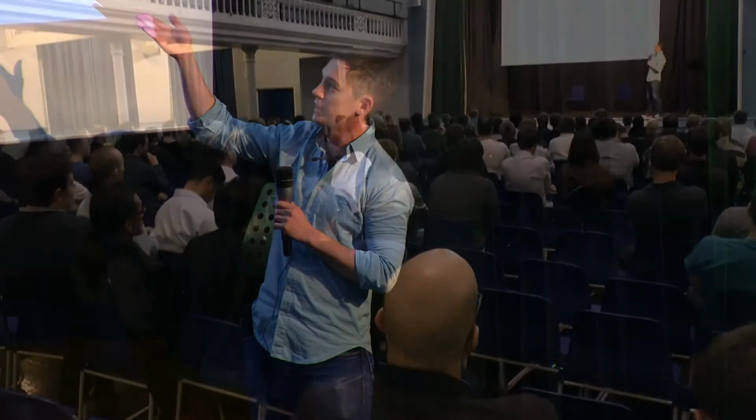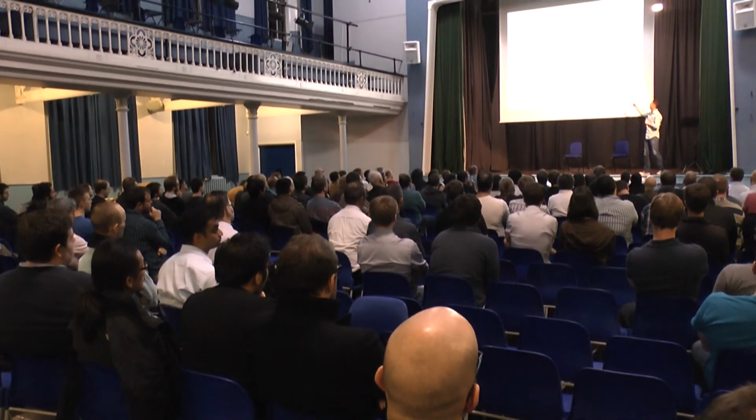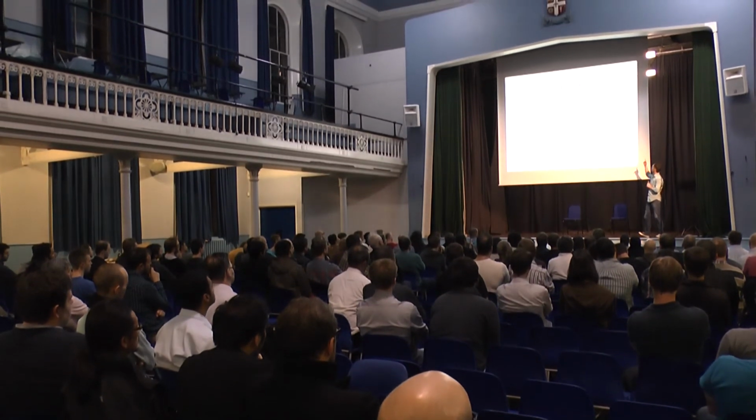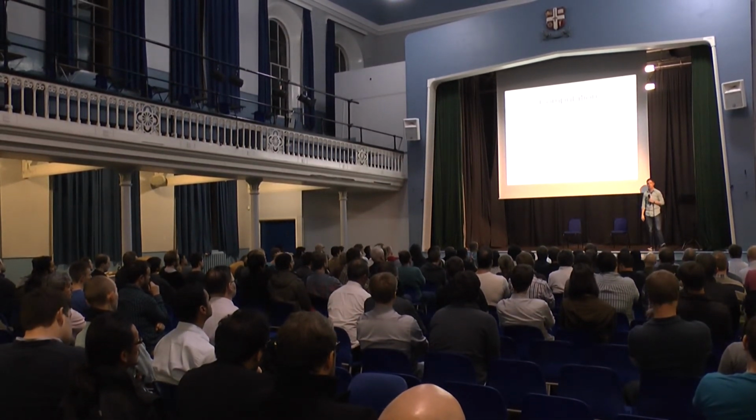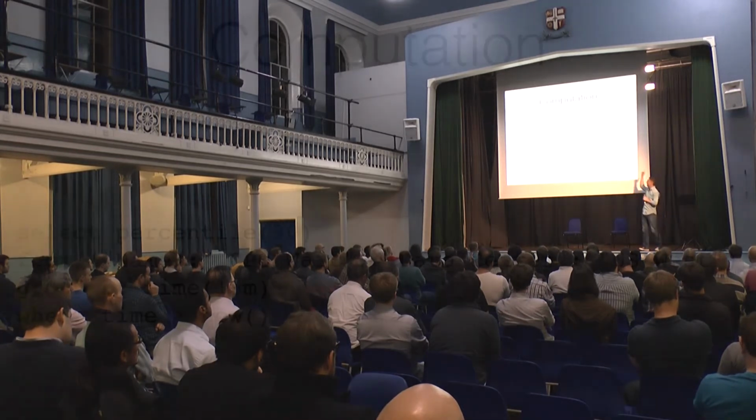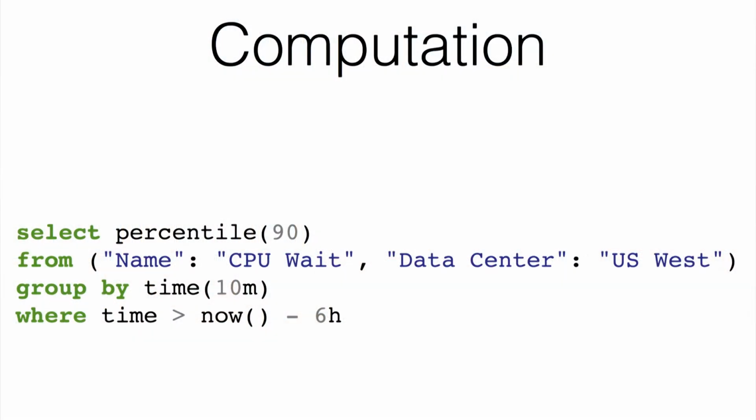And finally, if we want to do computation on this, this is just a sketch of an idea. This isn't actually real. You can't do this right now, so don't get too excited. But basically, this is like, okay, let's get the 90th percentile of CPU weight across all hosts in the US West data center in 10-minute buckets for the last 6 hours, right? So we just use the set of tags to describe the collection of series that we're going to aggregate together.